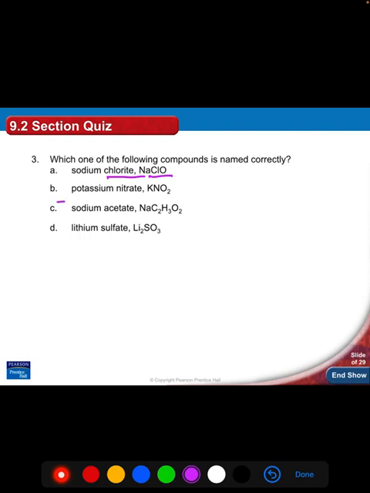Potassium nitrate, nitrate is actually NO3. This is potassium nitrite. So this is not correct. Sodium acetate, that is the correct formula for sodium acetate, so I'm sure that's our answer. But let's eliminate the last one, which is lithium, which is +1 sulfate, but sulfate is actually SO4. So they have it is 2-, so they have it balanced properly, but this would be lithium sulfite if you look up your ions. So again, the answer is C.